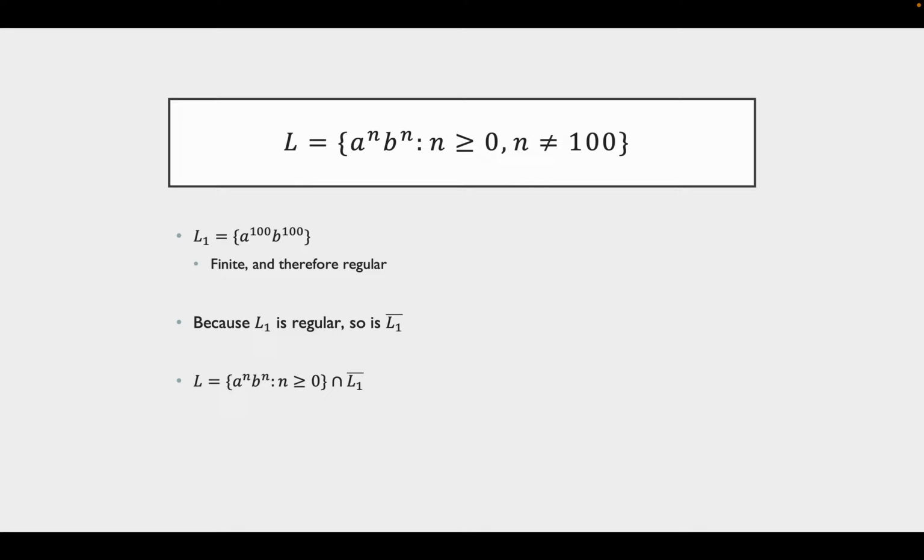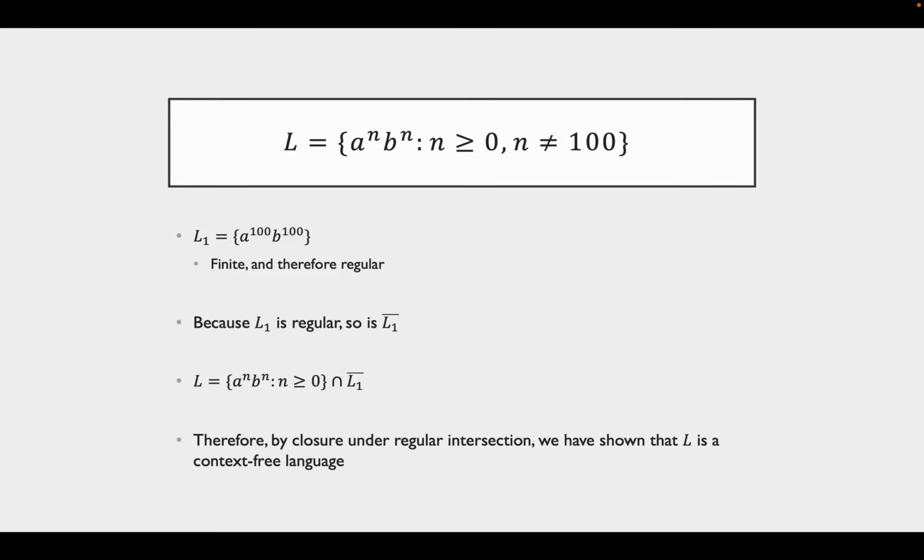And we can actually see that the language above, a^n b^n where n is not equal to 100, is the same thing as a^n b^n, where n is greater than or equal to 0, intersected with the complement of L1. So now a^n b^n where n equals 100 is not a part of this language. Therefore, by closure under regular intersection, we've shown that L is a context-free language. This is a much cleaner way of showing this. And so we have used one of our closure properties to show that this particular language is context-free.